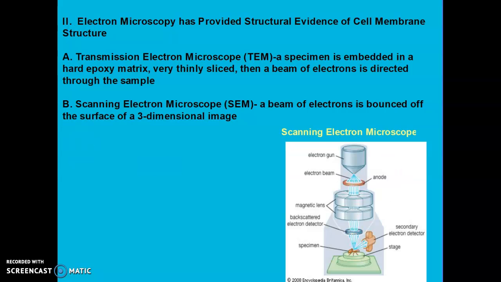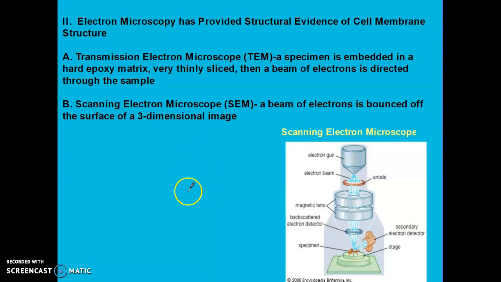This is mentioned, I think, in your book as well. Electron microscopes, which are very expensive and very large, actually have provided some structural evidence of cell membrane structure. We can't see individual atoms, of course, or at least not that structure, but we can see a lot of the parts of the cell membrane. So this was really integral in proving and discovering more about that cell membrane.